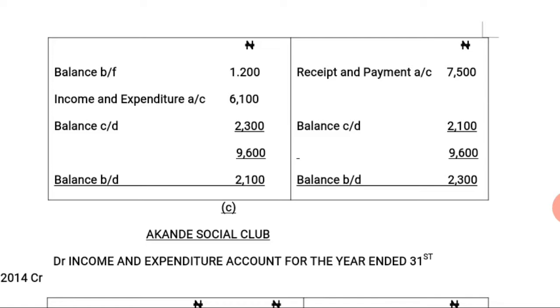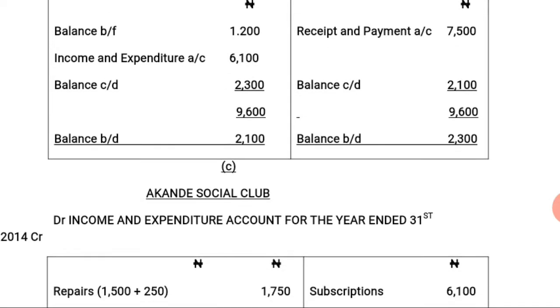Then we have the receipts and payments account, that is the total cash received for subscription for the year of 7,500. Then we have the balance carried down, that is the subscription for 2014 that is yet to be received, which stood at 2,100, and that will be debited to the subscription account because it's an asset to the club. Therefore, it is debited to the subscription account. So that's how to prepare the subscription account.